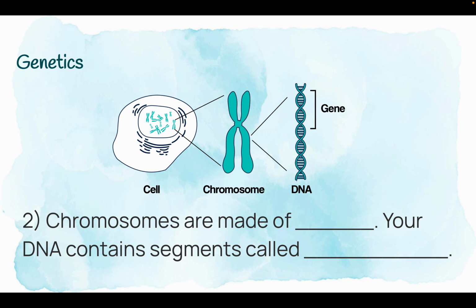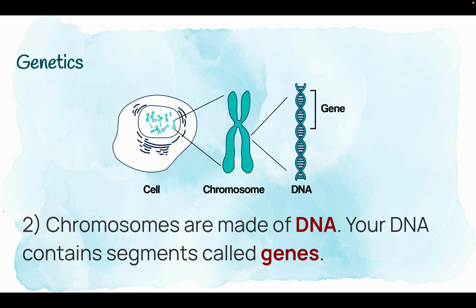Now let's look at the next question. The next question asks us, what are our chromosomes made of? And the DNA segments are called what? Take a second to write down what you think the answers are before we move on. Hopefully you said chromosomes are made of DNA and that your DNA contains special segments called genes, as you can see illustrated in this image above.